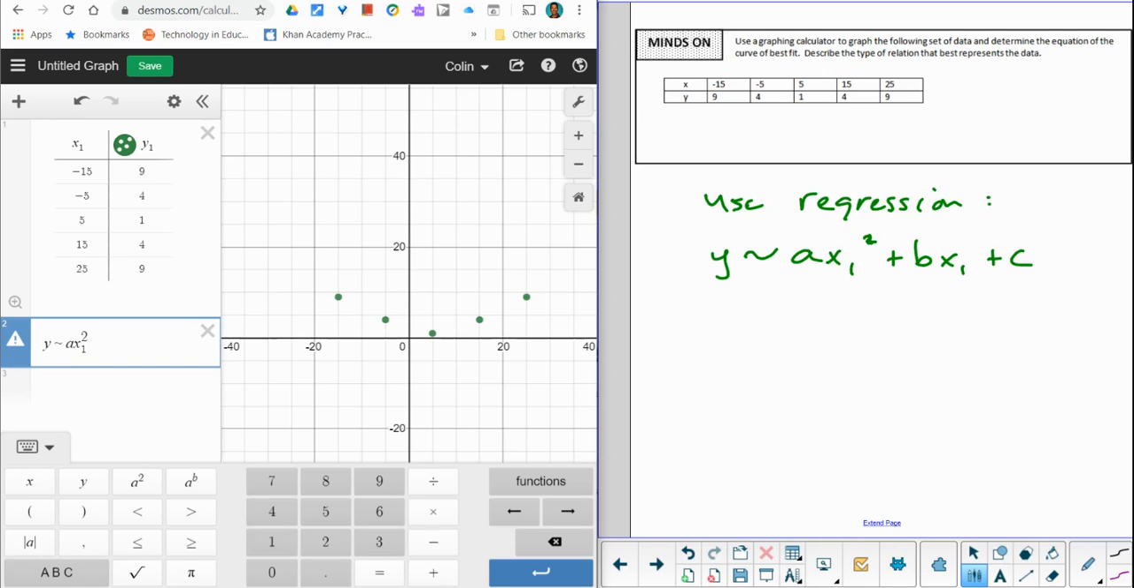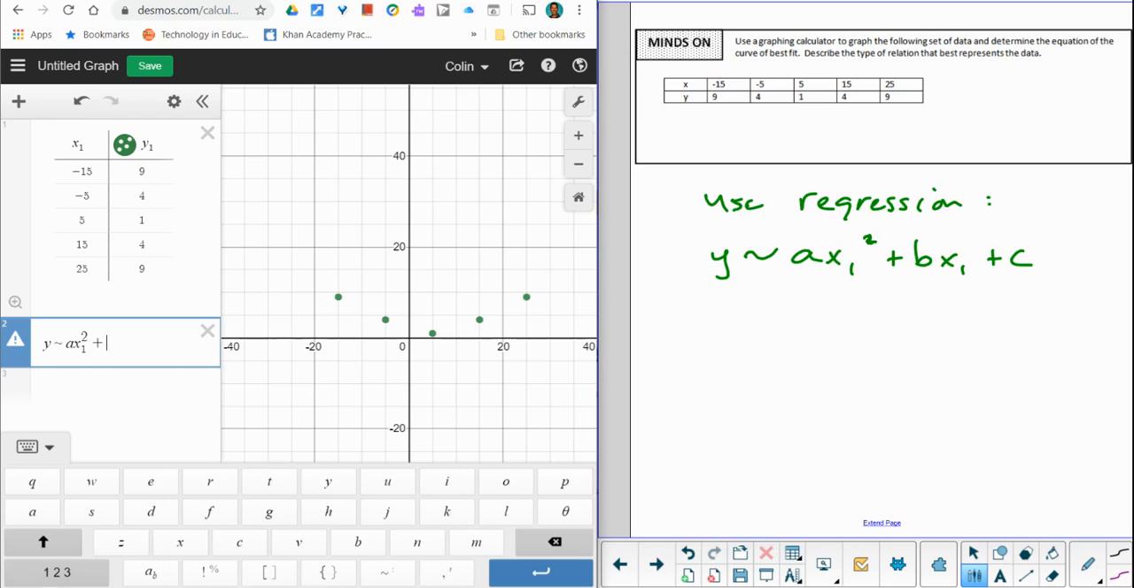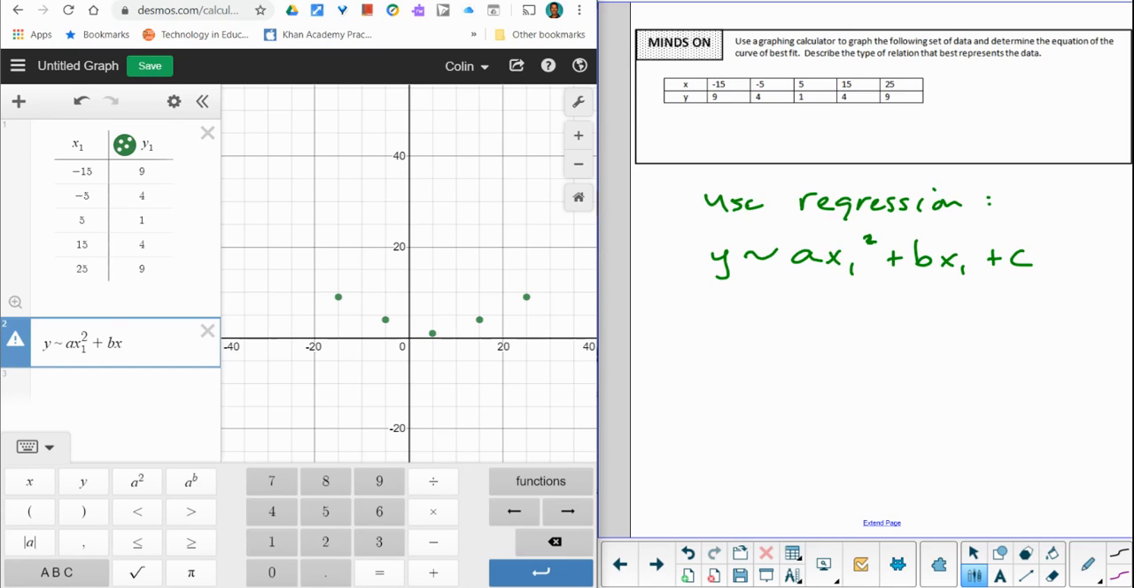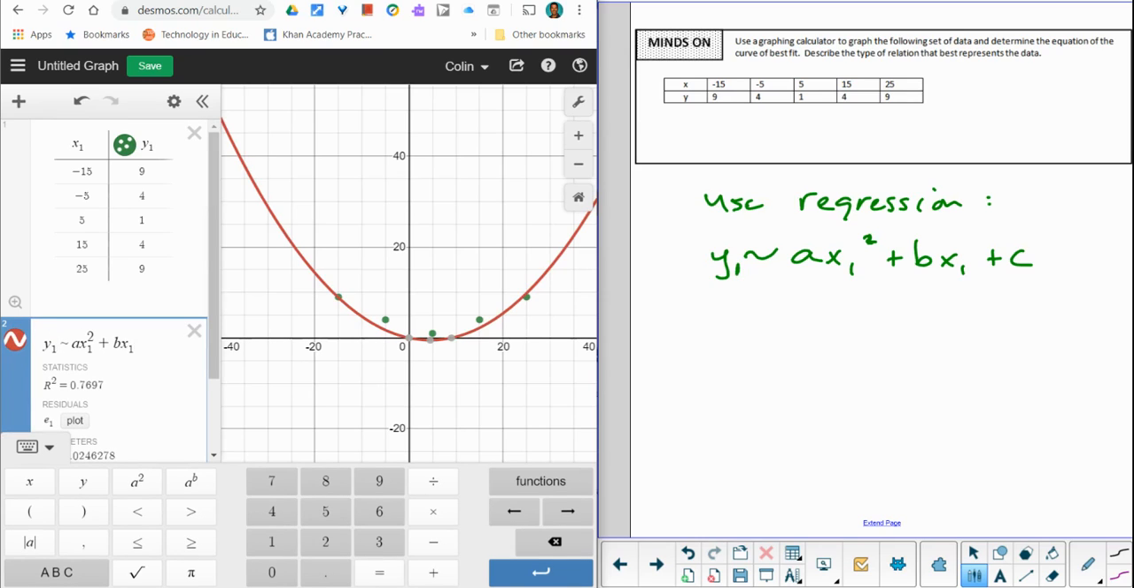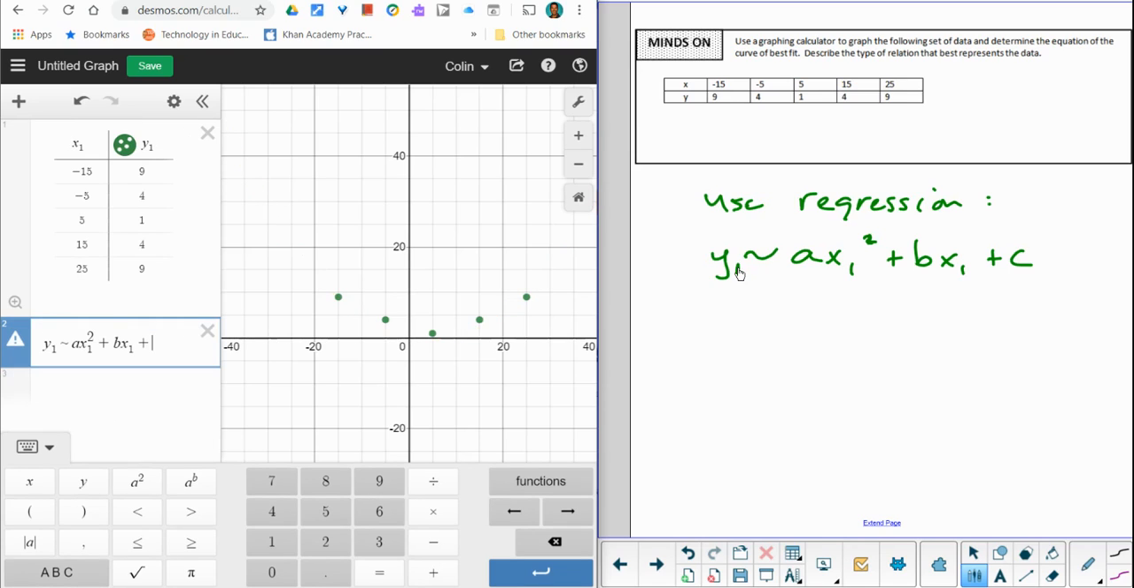I'm just using this keypad that Desmos gives us, and then bx. Don't forget the 1. I've actually made one mistake here. On the y, we need to have a y1. So let's put that in here. There we go. Now, all of a sudden, you do that and it recognizes it all. And we just have the C to put in.